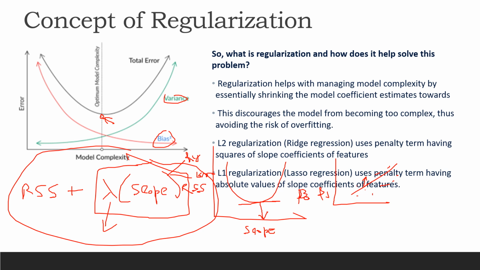So this is how it is. The L2 regularization. Ridge regression is also known as L2 regularization. This is the terminology which is going to come up in the advanced regression techniques. It uses a penalty term having squares of slope coefficients of features. So this part, which was beta naught, beta 1, beta 2, which are the coefficients of x1, x2, and so on, the squares of the slope will be taken. And in L1 regularization, which is the lasso regression, we use the absolute values of the slope coefficients. This will be covered in the next two slides, how L2 and L1, that is ridge and lasso, work.